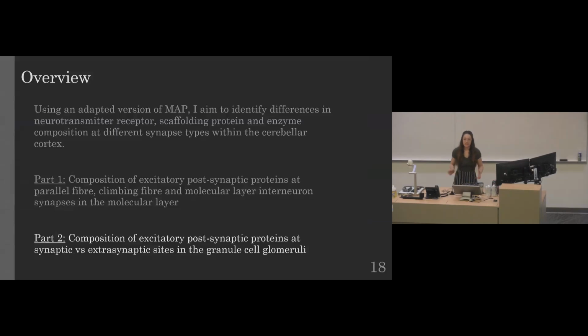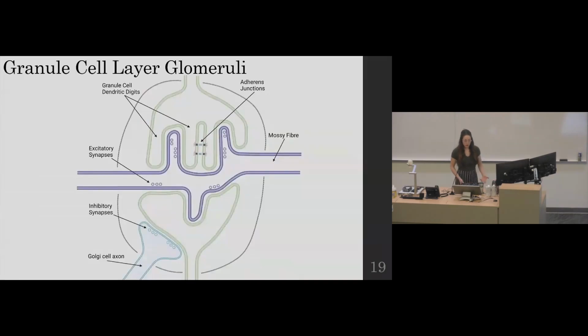So moving on to the second part of my results, the composition of excitatory postsynaptic components at synaptic versus extrasynaptic sites in granule cell layer glomeruli. These glomeruli are a very unique structure in the brain. We can see the purple coming through the center is a mossy fiber terminal, which creates multiple synapses with granule cell dendritic digits.